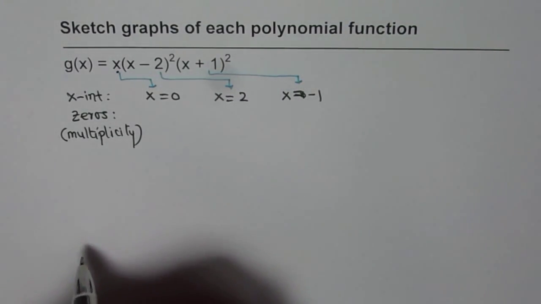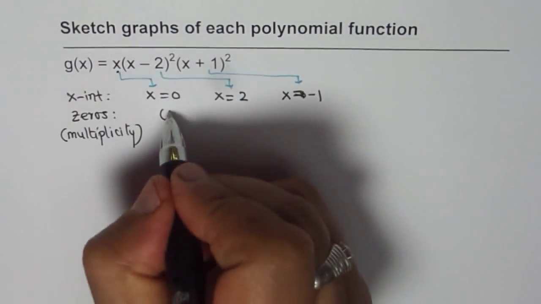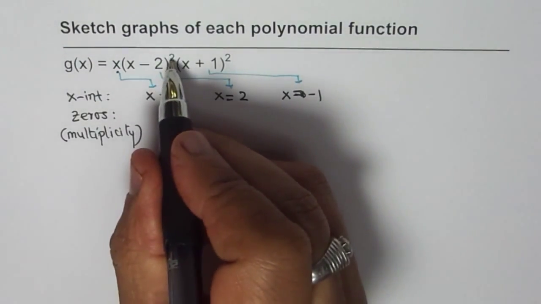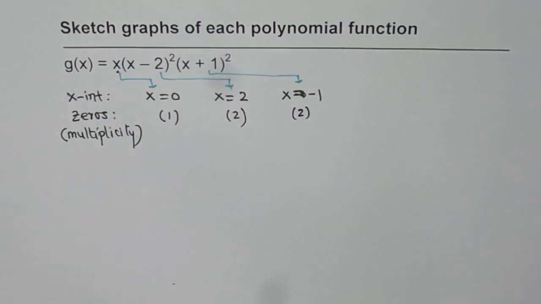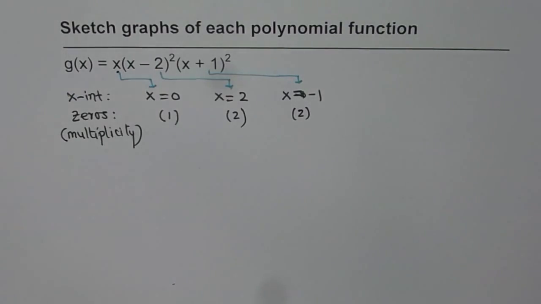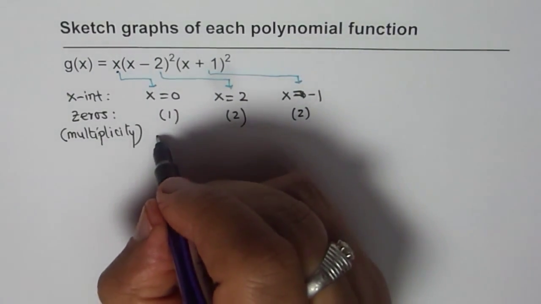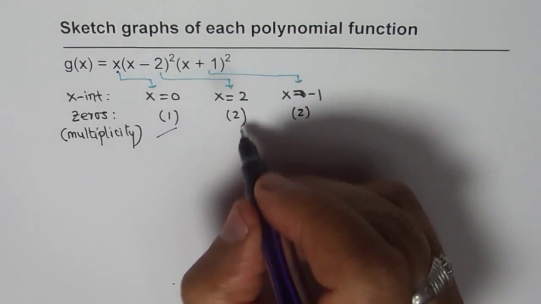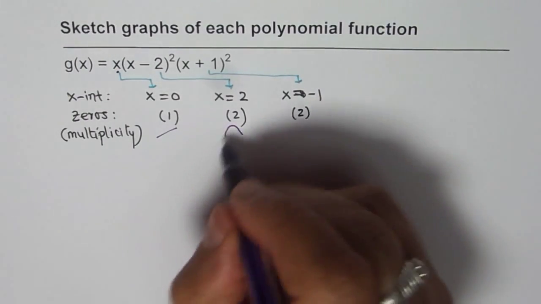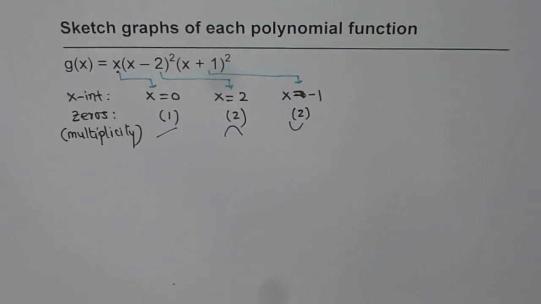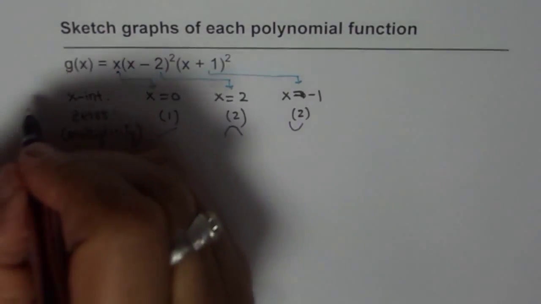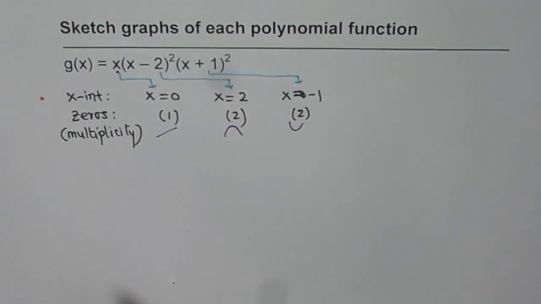Let's write down their multiplicity. This is linear, so multiplicity is 1. Multiplicity is that power on the top, which is 2, and here the multiplicity is 2. Remember, if it is linear, then it is going to cross the graph in a straight line, and if it is 2, it should actually turn, kind of like this, either way. So first we have analyzed the x-intercepts, in which we found the zeros and multiplicity.